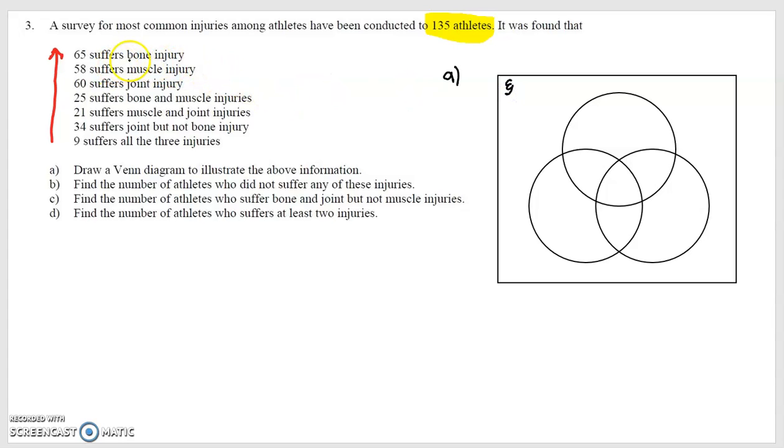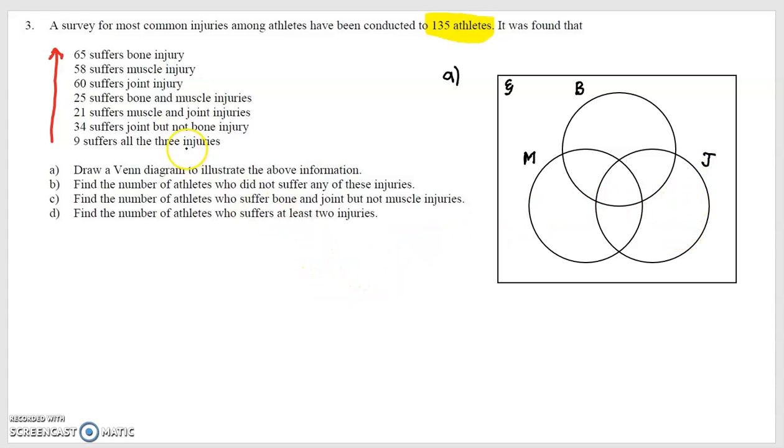And then we start with bone. So bone ni saya guna B. Let's say B, bone injury. And then suffer muscle injury. Let's say I use M for muscle. And then the joint injury. So I use J for joint injury.